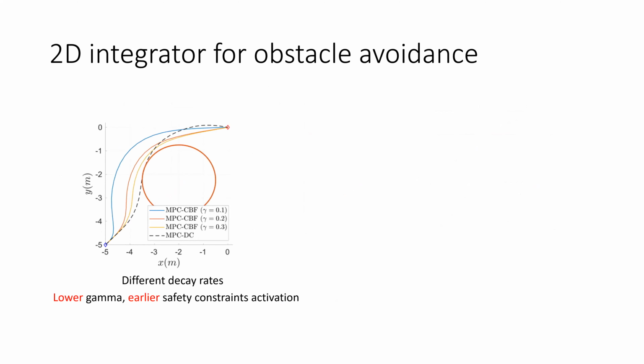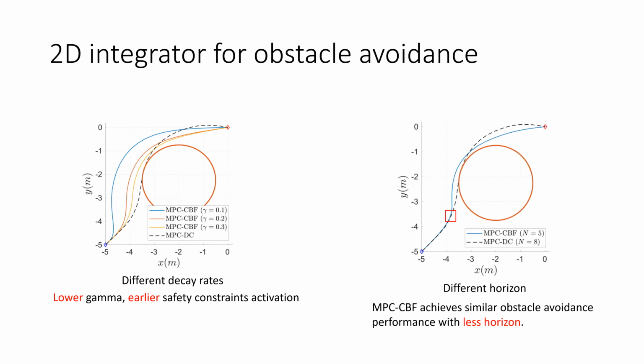We are also interested in the influence of different hyperparameters. Firstly, we can see that by using different gamma values, we have different performance. On the left side, we can see that when using a lower gamma, we would expect the safety constraint to activate much earlier, which means that the obstacle avoidance performance is much more conservative. On the right-hand side, we can see that MPC-CBF could achieve similar obstacle avoidance performance with a shorter horizon by tuning the parameter gamma.